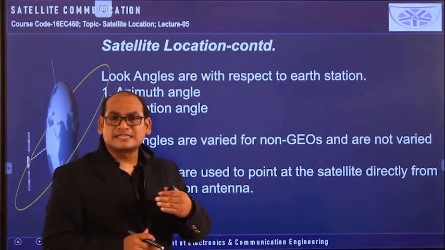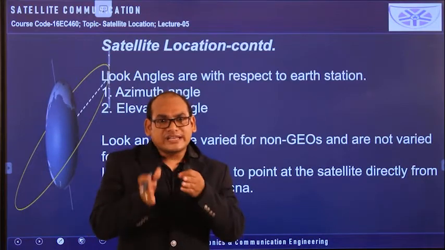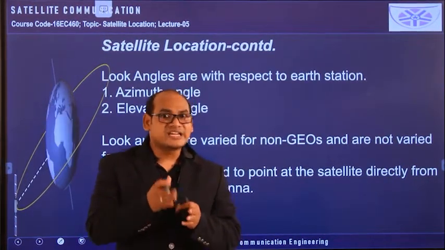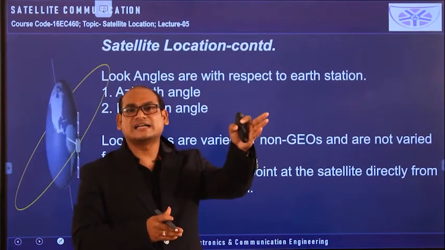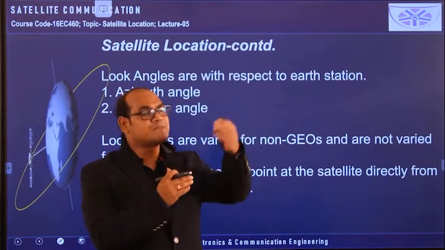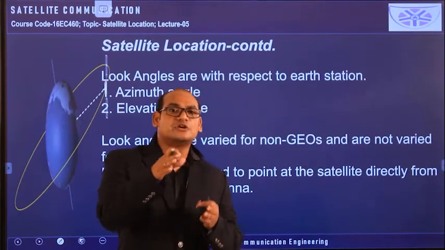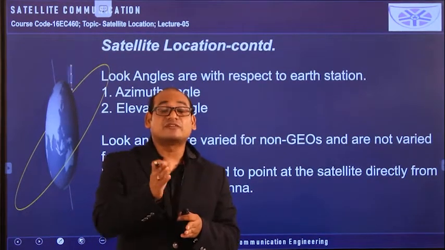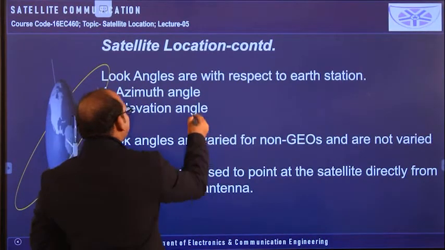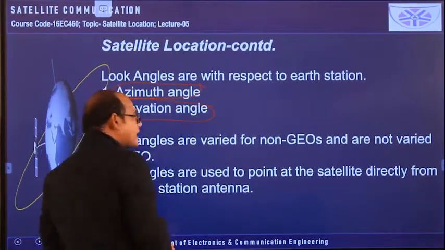So to have the maximum signal transmission between the satellite and the earth station antenna, you need to orient your earth station antenna towards the satellite. In which direction? For example, in this direction the satellite is available. Then you need to keep your earth station antenna towards the satellite only. Then only maximum signal transmission can be possible. In which direction we need to keep the earth station antenna will be identified by this concept, that is look angles. So the azimuth angle and elevation angle both can be taken as look angles.